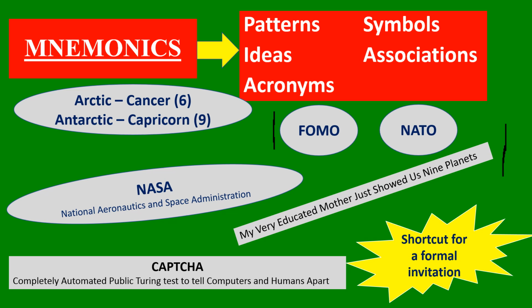I had a call from a student who told me, ma'am, I have a very interesting way of remembering which hemisphere the Tropic of Cancer and the Tropic of Capricorn are in. He said that I remember that the Arctic Circle is in the northern hemisphere. Arctic has 6 letters in it and Cancer has 6 letters in it. The word Antarctic, which is in the Southern Ocean, has got 9 letters in it, and similarly Capricorn has 9 letters in it.